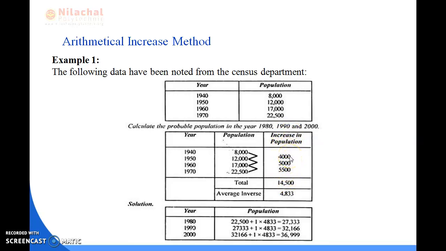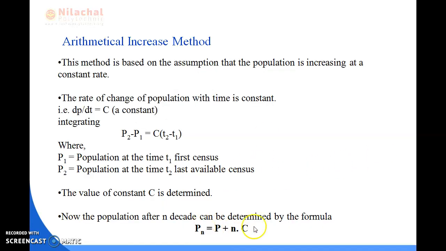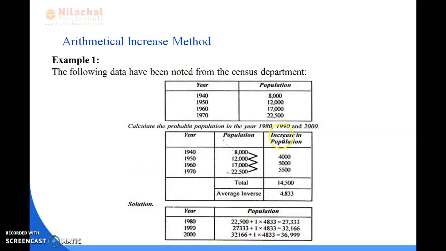So how will we find the C value? If we first calculate P1980, what is the formula of population after n decades? That is P, the present population, plus n into C bar. I have written this formula in the previous slide, and we will be using it in this problem. For P1980, 22,500 is the present population plus n, which we can take as 1. Why will we take it as 1?